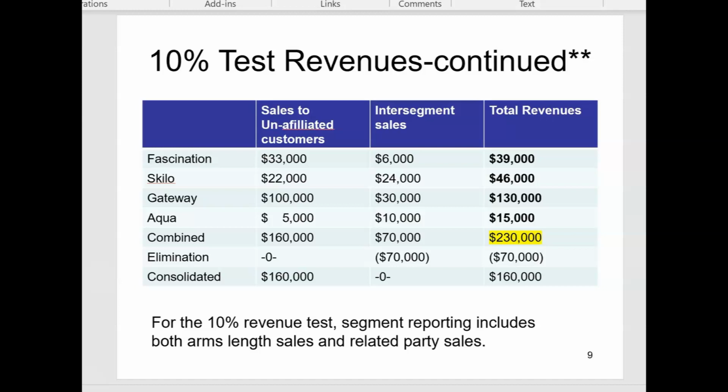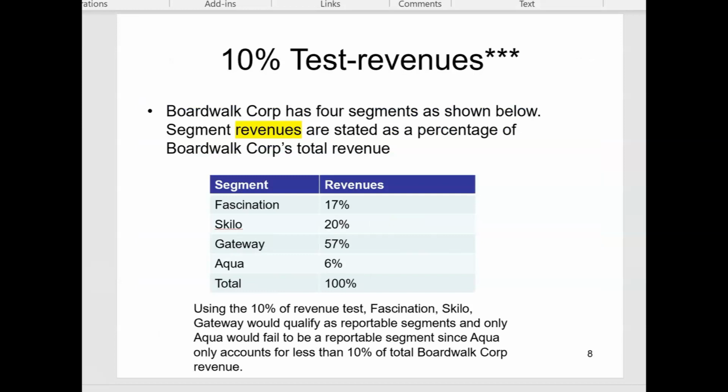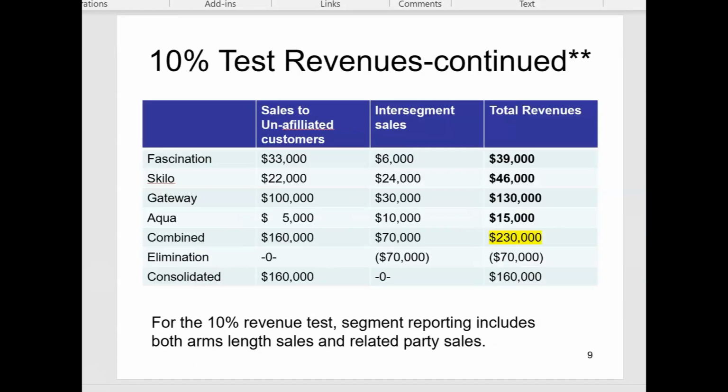But poor little Aqua only got to $15,000, and when you divide $15,000 by $230,000, Aqua doesn't pass the 10% test. But Fascination does, because $39,000 is greater than 10% of $230,000. Right? What was Fascination's percentage? Go back a slide. It was 17%. But you could crunch the numbers. 39,000 over 230,000 should give you the 17% for Fascination. Skillo, Gateway, they passed the test no problem, but not Aqua.